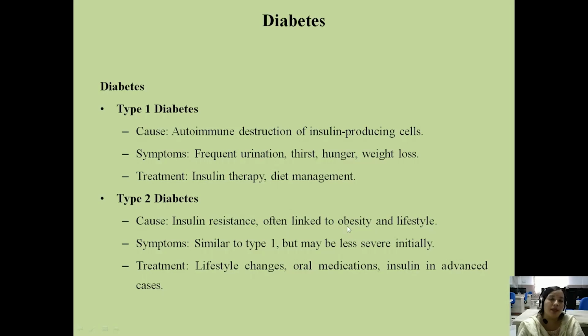Diabetes is very common in India nowadays. Every second person in India is a diabetic. It is very common nowadays. Type 1 diabetes causes autoimmune destruction of insulin-producing cells.